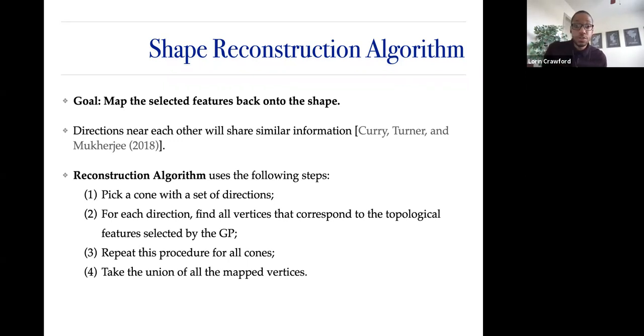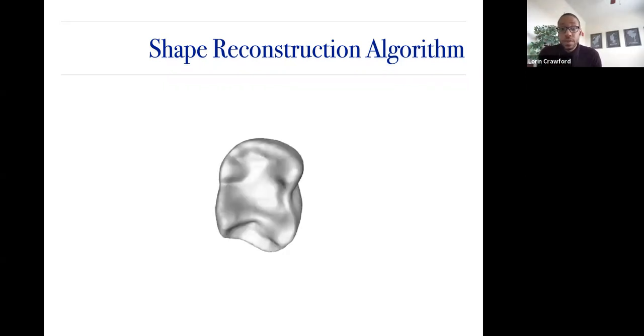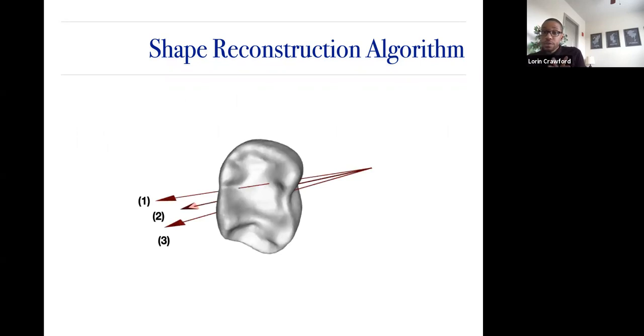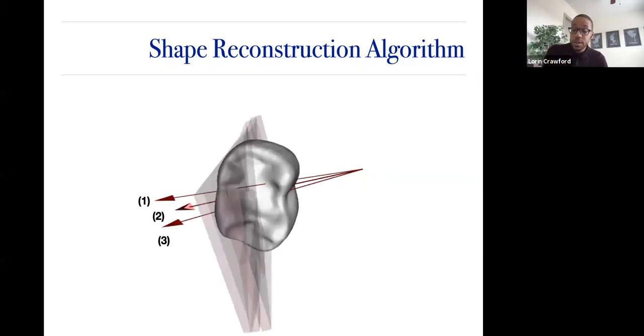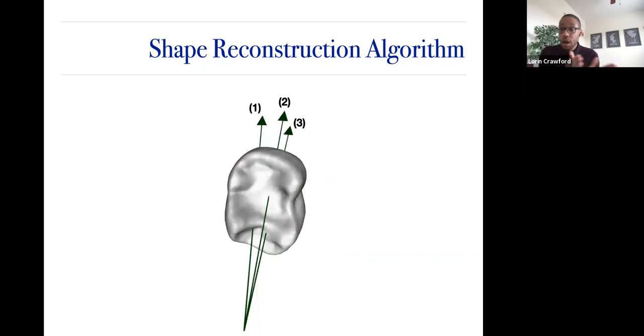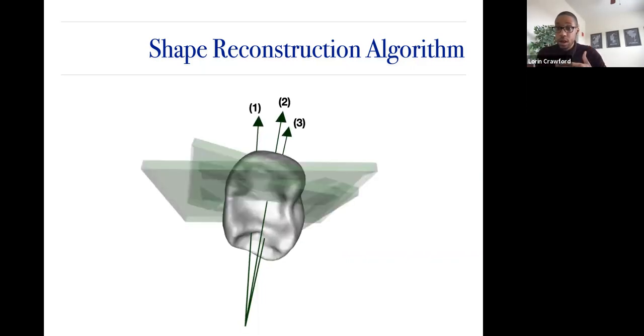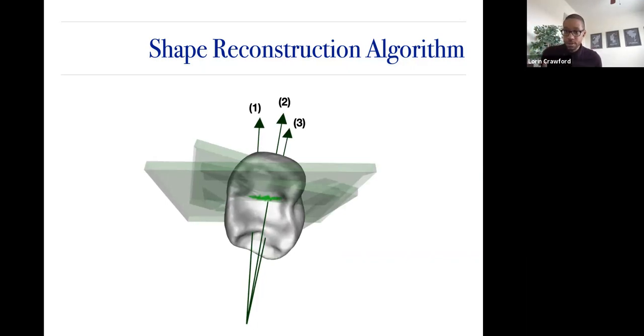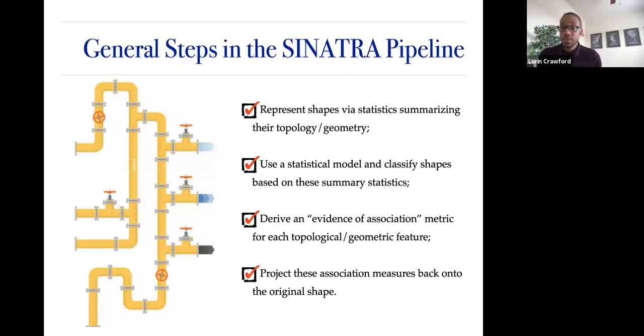So let me show you how this works visually. I have a shape. I'll pick some cone of directions that we filtered or swept through. I'll look at the intersection of these as where my significant features lie for that shape. I'll save those. I'll pick another set of directions, look at the intersection of those significant features, save those, and reconstruct my object. Okay, and that's the very last step of the SINATRA algorithm.